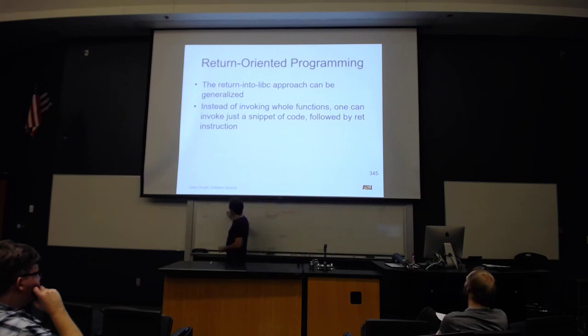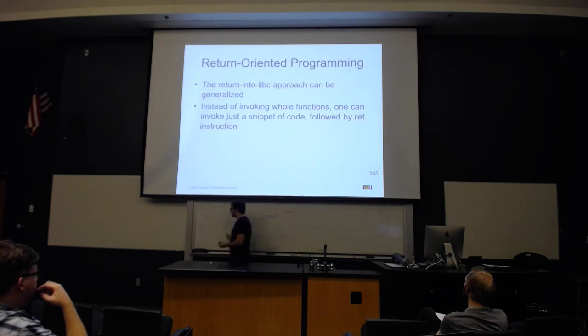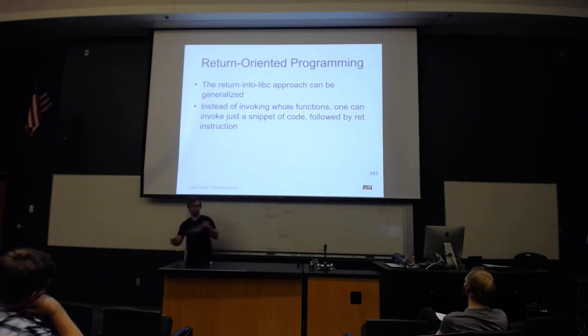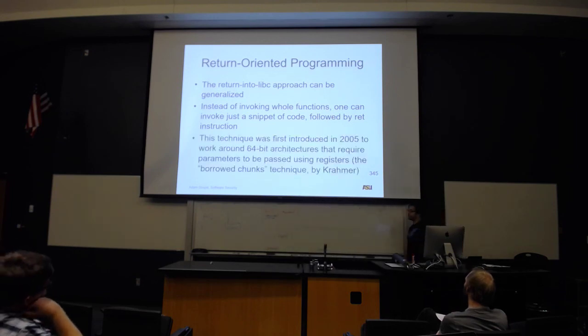If you have a function that does something, something, something, and returns, you can actually jump here and do one little thing and return. And then do another little thing and return. And you can actually combine these like a sort of Frankenstein to carry out whatever we want to happen during exploitation. It was introduced a while back to work around these defenses.